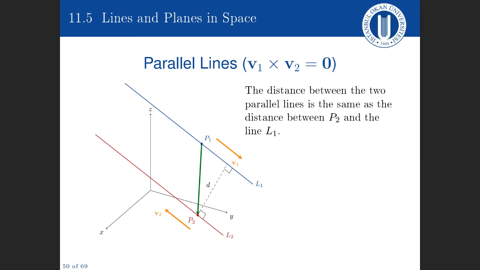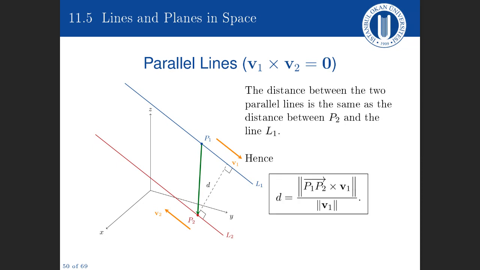We already have a formula for the distance between a point and a line, so we'll just adapt that. The distance between parallel lines will be the norm of P1P2 cross V1 divided by the norm of V1. And of course, you could replace V1 by V2 if you wanted to, as long as you replace it on both the top and on the bottom.